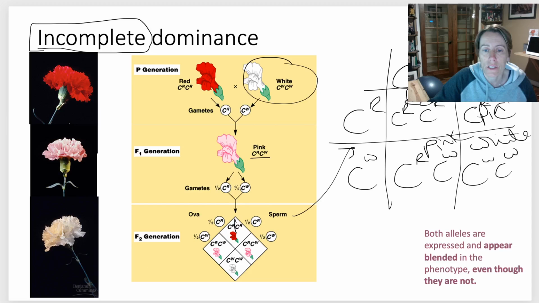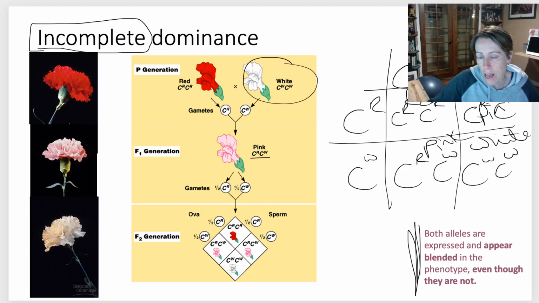Right? So you have a 1 to 2 to 1 ratio of red to pink to white, because in this example, the heterozygous individual actually has a different phenotype because it has its own blended phenotype of the two. It looks like it's blended. So that is incomplete dominance. Both alleles are expressed. To our eyes, it looks like they've blended together even though they haven't.